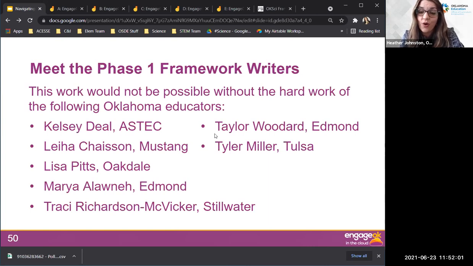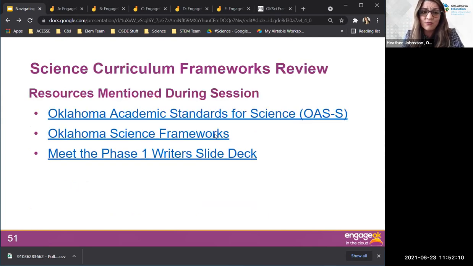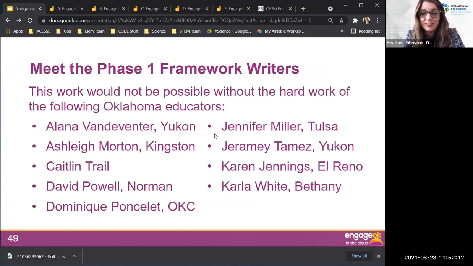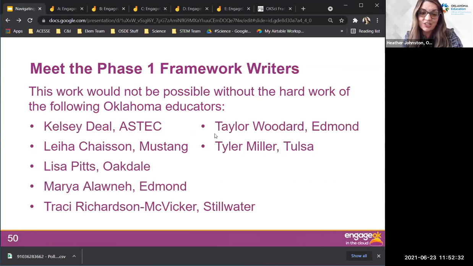We had teachers from across Oklahoma. This is slide 1 of 2 of all the different writers that we had involved. Oops, there was slide 1. I just went a little too far. If you want to learn more about them, on the main frameworks page, there is a Meet the Writers slide deck. So you can get to know them a little more, what grade levels they taught and really what their views are on science teaching and science education.